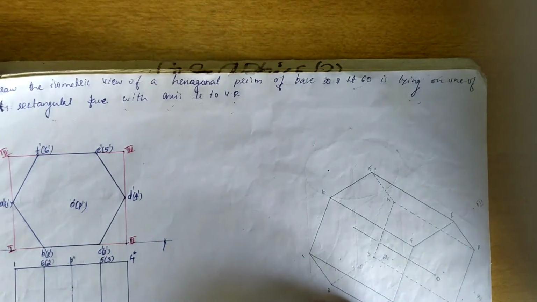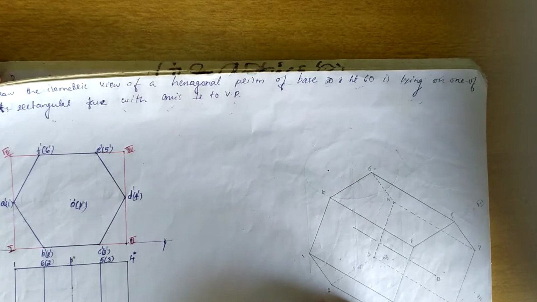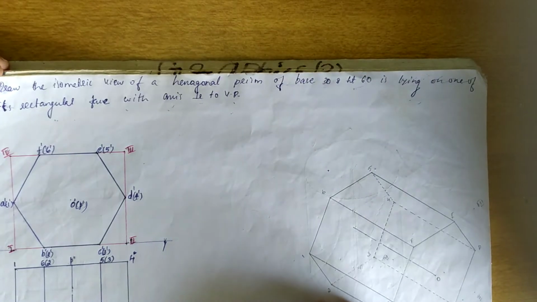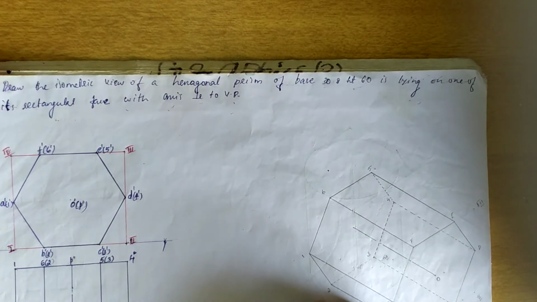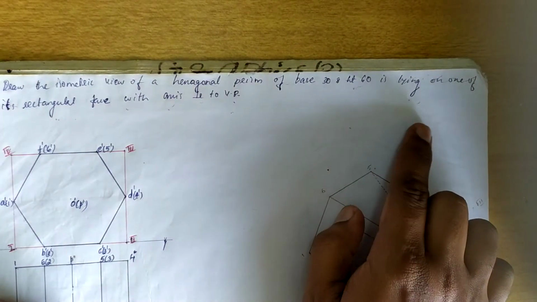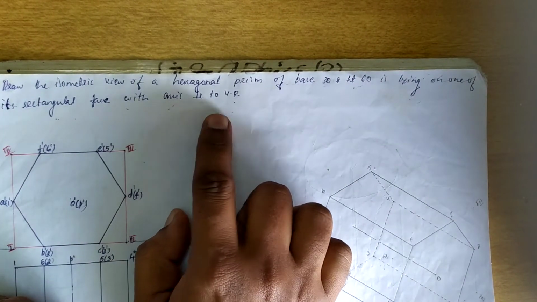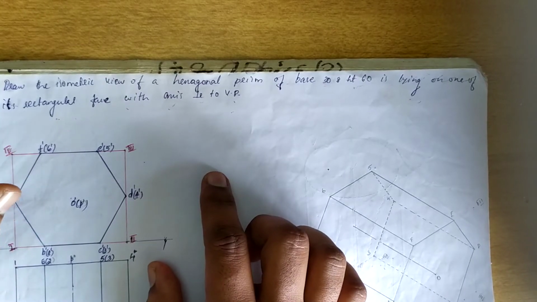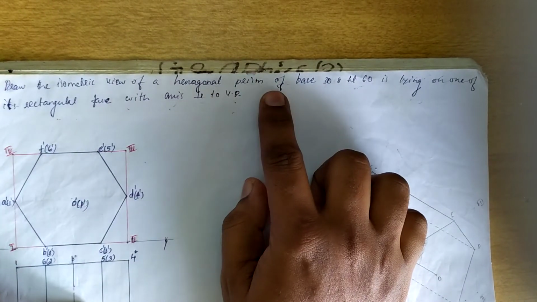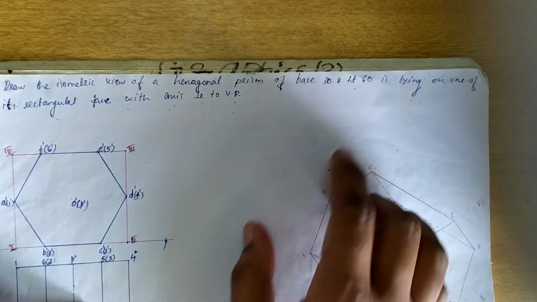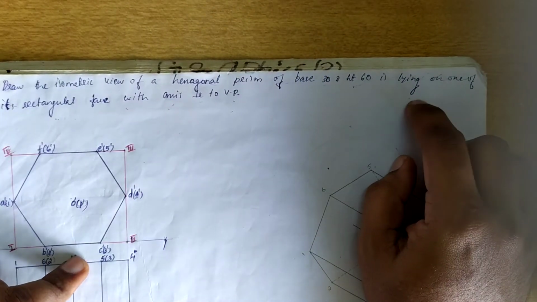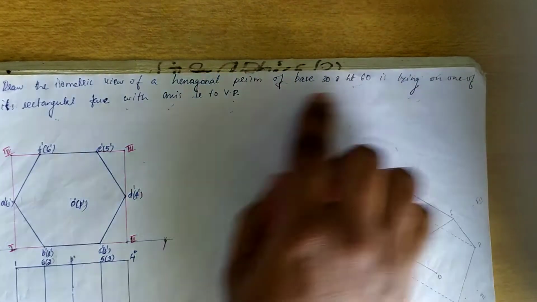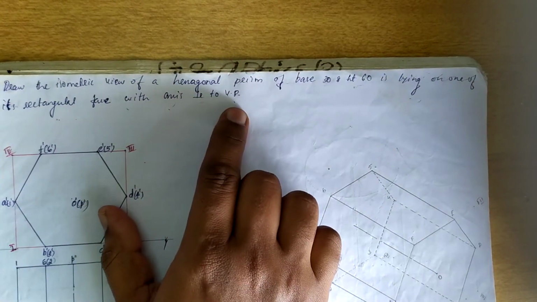Good morning all. In this session, we will discuss the isometric view of a hexagonal prism of base 30 mm and height 60 mm, which is lying on one of its rectangular faces with axis perpendicular to VP. Here we are going to draw the isometric view of a hexagonal prism of base 30 and axis 60. The condition given is that it is lying on one of its rectangular faces with axis perpendicular to VP.